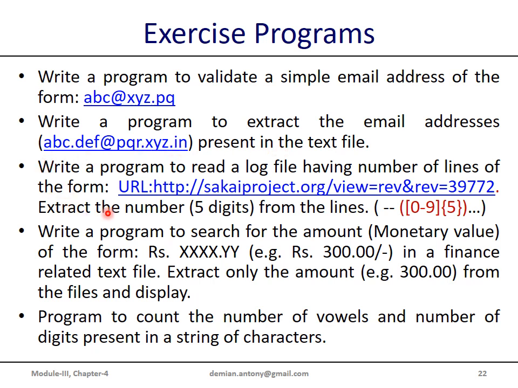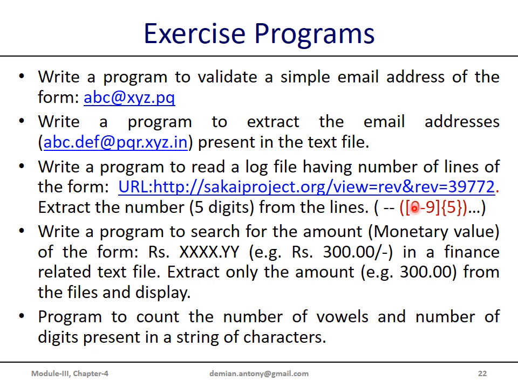The third program is to extract only the 5-digit number. If you have URLs in the files like this, you need to match the URL with a colon, then match REV equal to, then take the numbers having only 5 digits. If REV equals 39, no. For that you don't have to use any wildcard. Use an extraction pattern like this, where 5 represents the exact count.